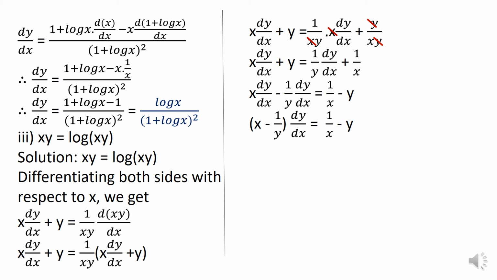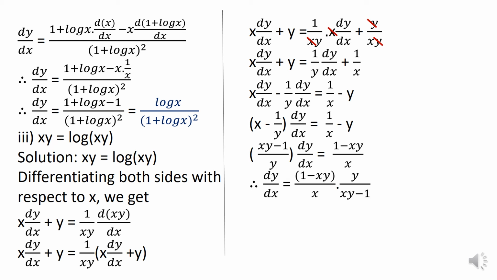To simplify it further, we cross multiply and equalize the bracket on both the sides. Thus, xy minus 1 upon y dy by dx is equal to 1 minus xy upon x. Observe that cross multiplication has been done. Thus, dy by dx is equal to. Now, xy minus 1 upon y goes on the RHS and becomes y upon xy minus 1. It becomes its reciprocal. And thus we get the final answer like so.